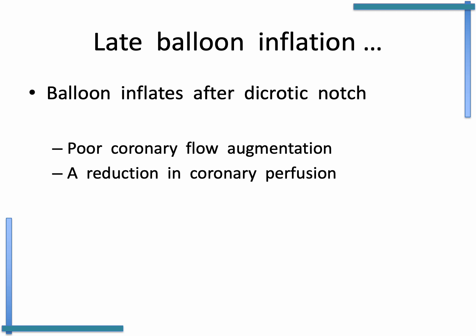It gives us very poor coronary flow augmentation, and it gives us a reduction in coronary perfusion, and in essence just means the balloon is not providing the support it could or the support it should. It doesn't add load to the ventricle like the early inflation did, but it just doesn't do everything that it should be doing. We're now going to move to the errors in the timing of deflation.